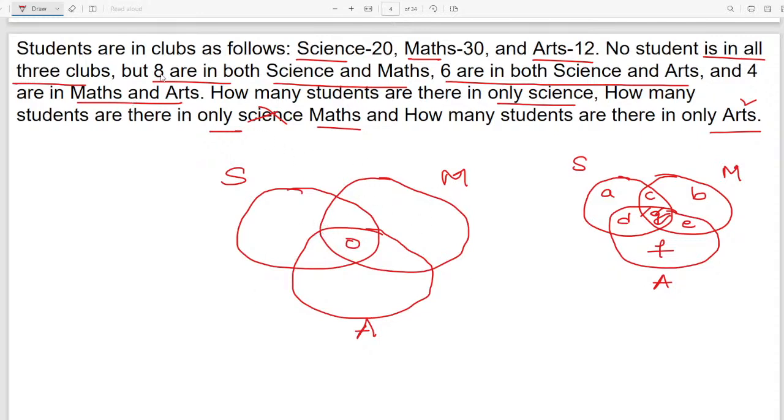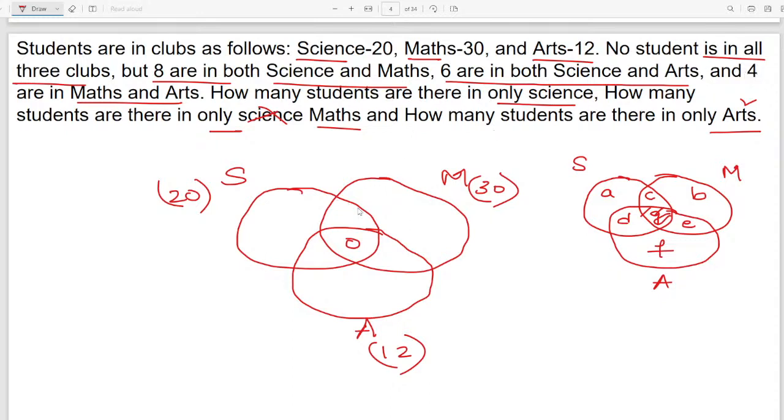For example, they are saying here that 8 are in both, and 20 students are there for science, 30 are there in maths, and 12 are there in arts. So these are the numbers of students: 20 in science, 30 in maths, and 12 in arts.